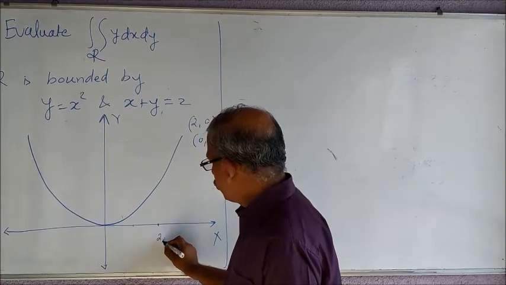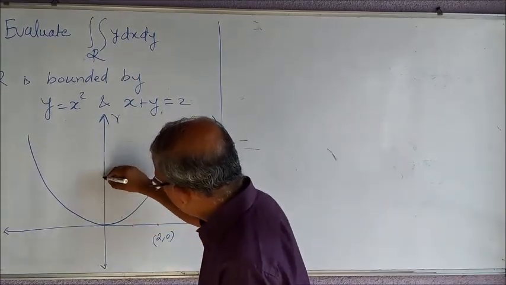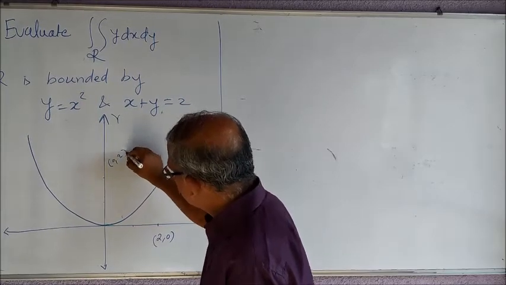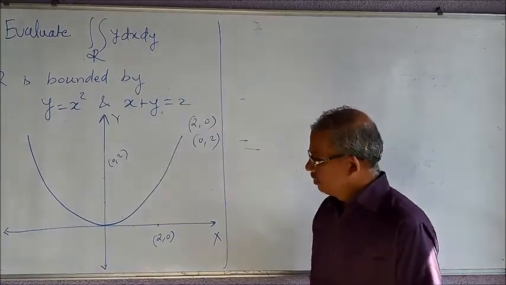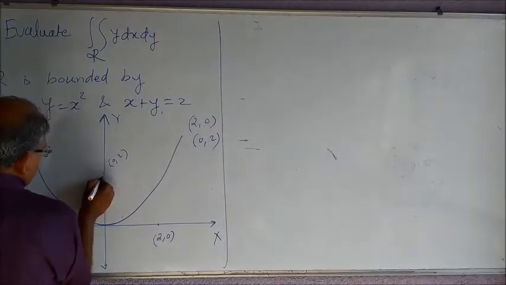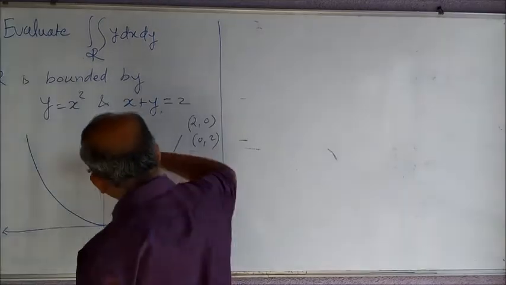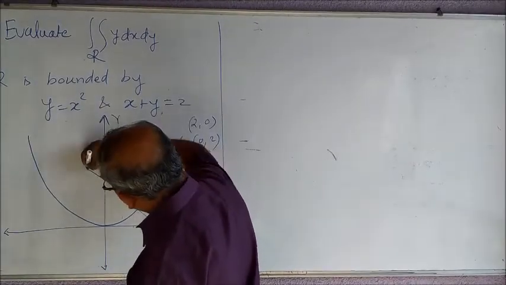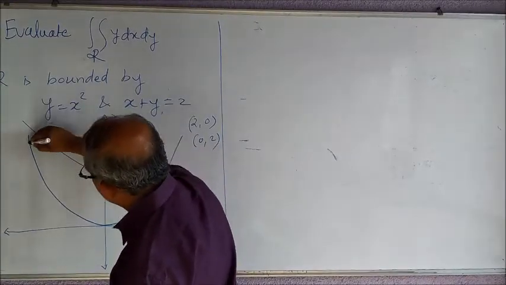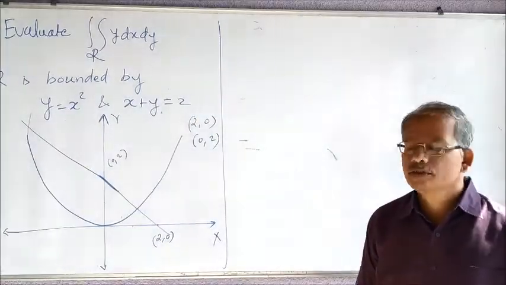So let us plot these two points. This is say 2 comma 0 and this is say 0 comma 2. If we join these 2 points, we'll get a line like this. So we'll have this kind of picture.